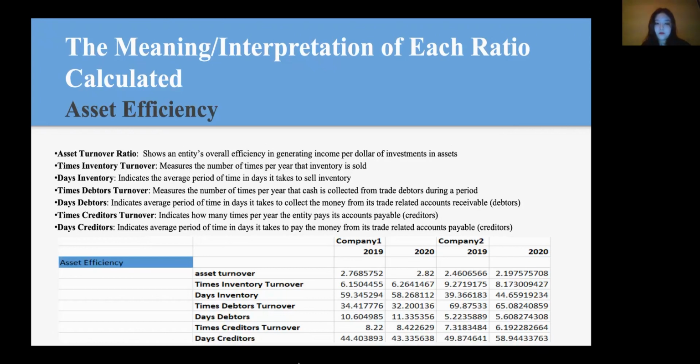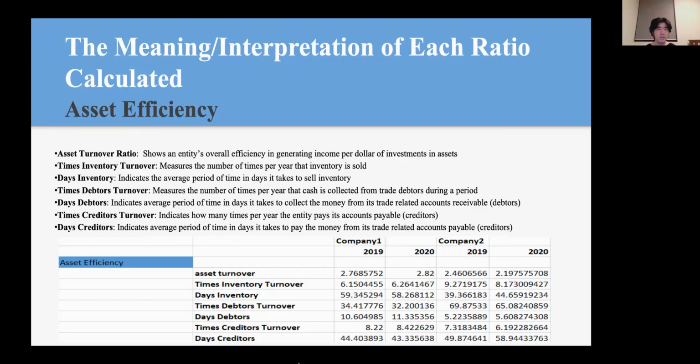Let me introduce the asset efficiency. Asset efficiency is a performance attribute describing the ability to optimally utilize assets in support of generating revenue or performing a task. There are 7 parts included. The first one is asset turnover ratio. It shows an entity's overall efficiency in generating income per dollar of investment in assets.